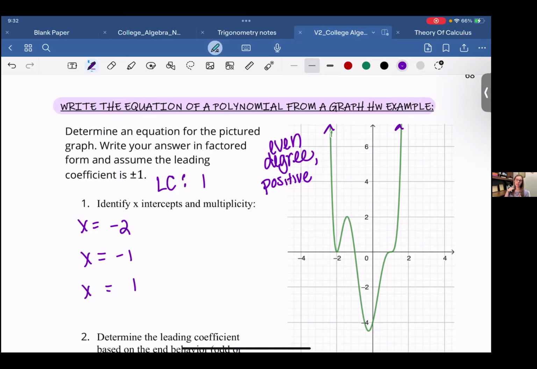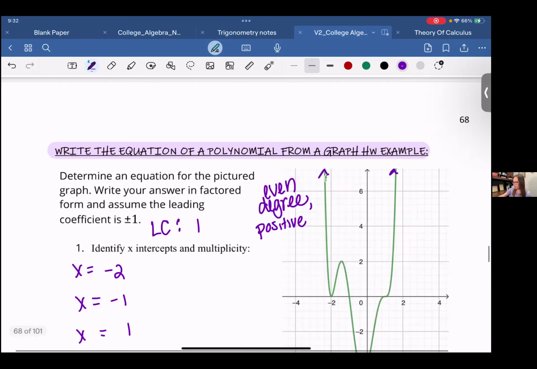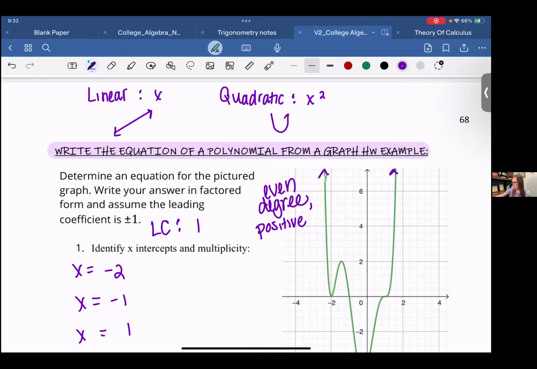And what comes into play here is parent functions. So we want to go back and remember our parent functions so that we can decide the multiplicity. That's all that means. So remember parent functions. If we have linear, that's x to the first. That's just a straight line. If we have quadratic, that's x squared, and that's a U-shaped graph. That can be upside down, but the parent function is just a U-shaped graph.